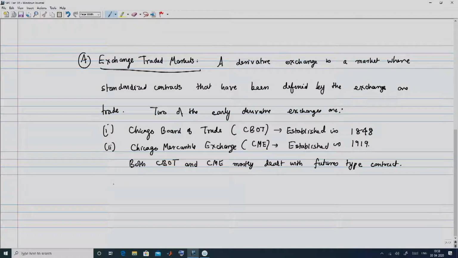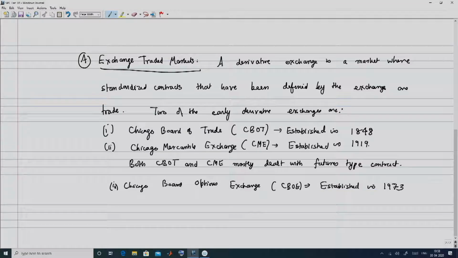So, accordingly, another exchange came up, and this was the Chicago Board Options Exchange, or CBOE, and this was established soon after the Black-Scholes paper came out in 1973. So, this was established in 1973, and they started trading call options initially.